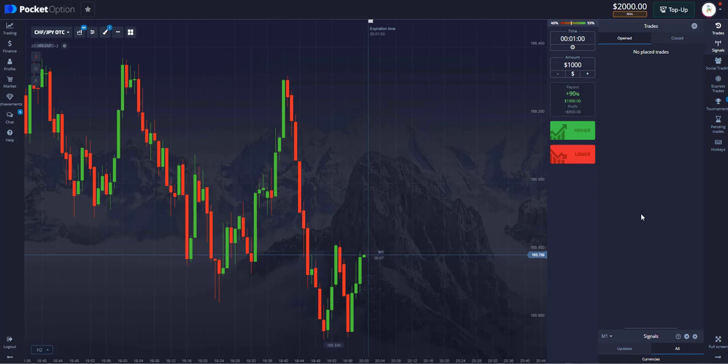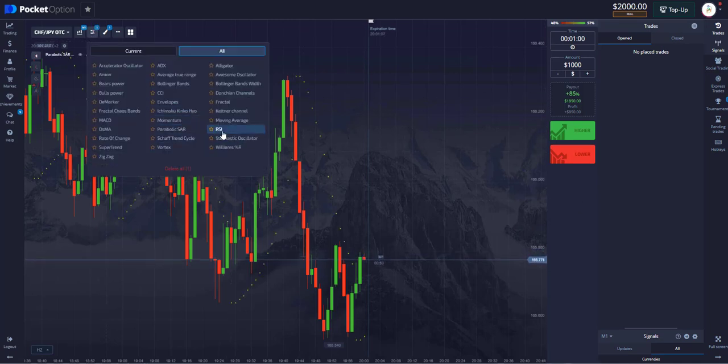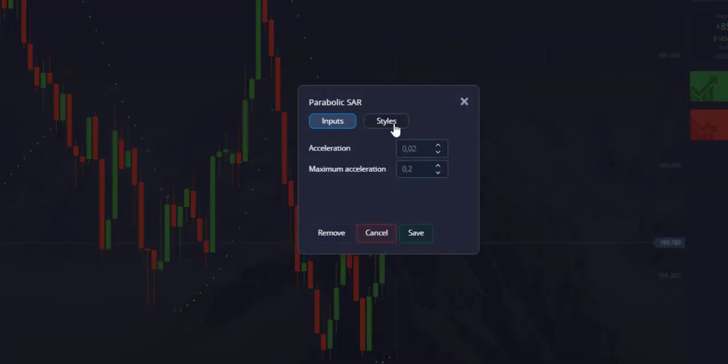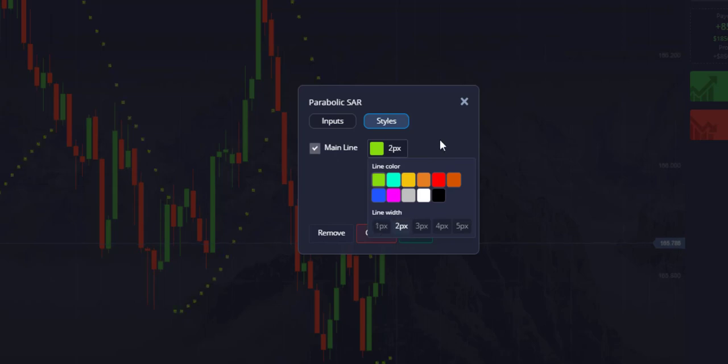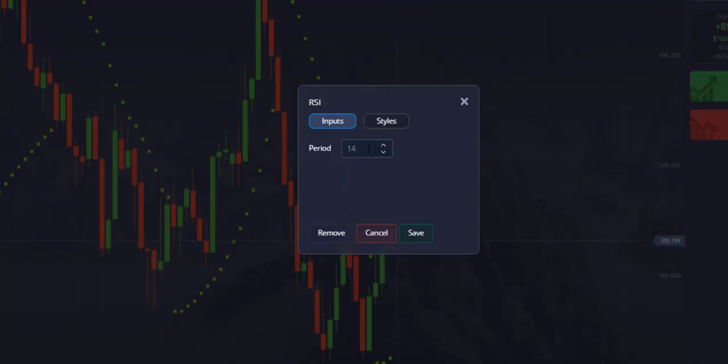Let's get to the strategy of the current video. I choose the Parabolic SAR indicator, and I also choose the RSI indicator. I go to the settings of the Parabolic SAR indicator, select only 2 pixels, then go to the RSI indicator, select period 7, select 2 pixels, and save.